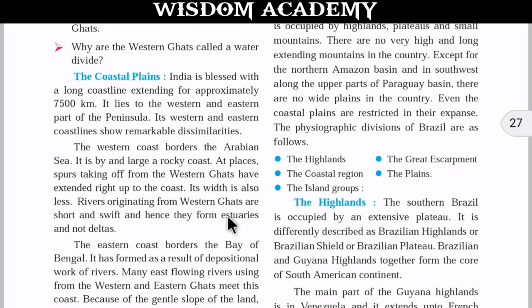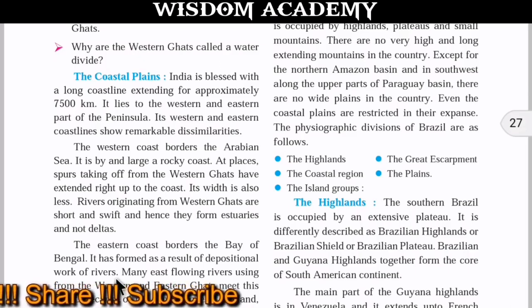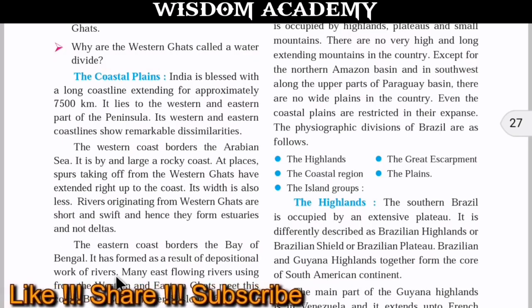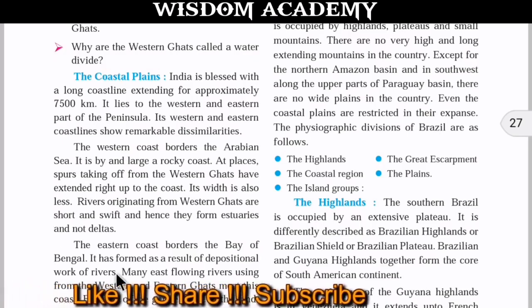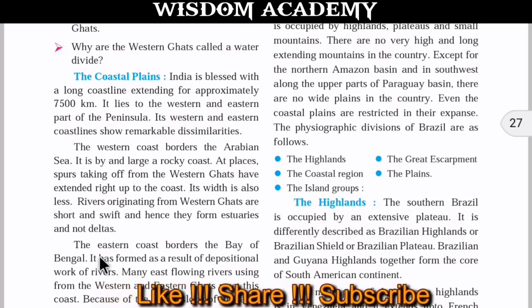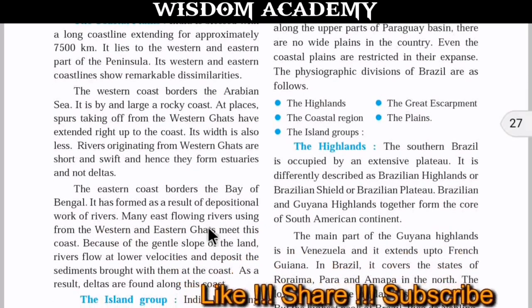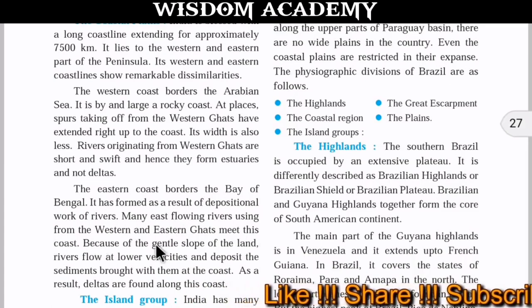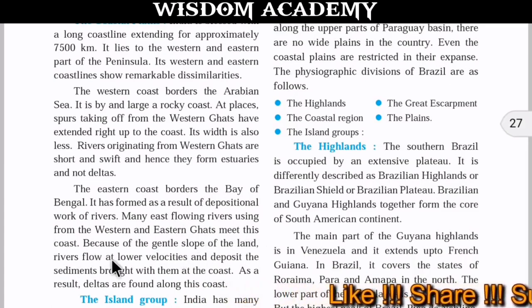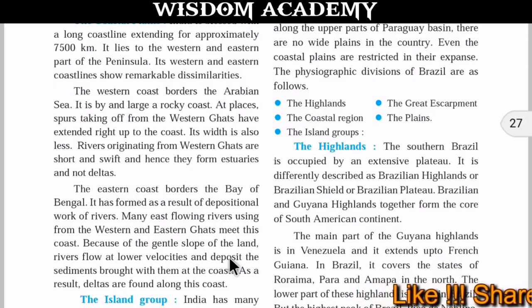ईस्टर्न घाट्स के जो रिवर्स है दैट आर फॉर्मिंग डेल्टास. The eastern coastal coast borders the Bay of Bengal and it has formed as the result of depositional works of rivers. There are many rivers like the Godavari, Krishna, Kaveri, Mahanadi. That rivers have brought sand, sediment, rock along with it. So, ye sand, sediment jaise deposit karte jaate hai, wahan plain banta hai. So, eastern coastal plains had formed because of depositional works of rivers. Many east flowing rivers rising in the western and eastern ghats meet this coast. Because of the gentle slope of land, rivers flow at low velocities and deposit the sediments through them at the coast.